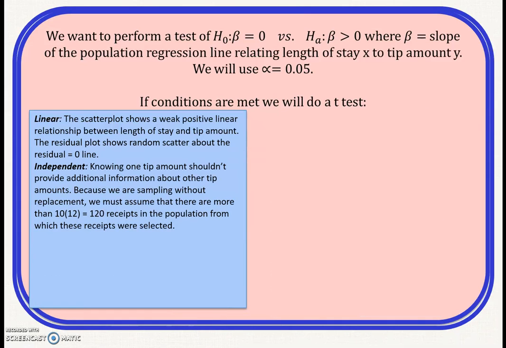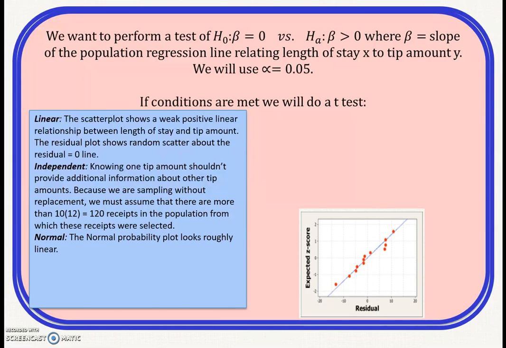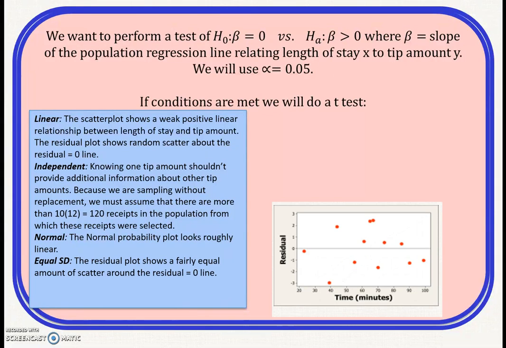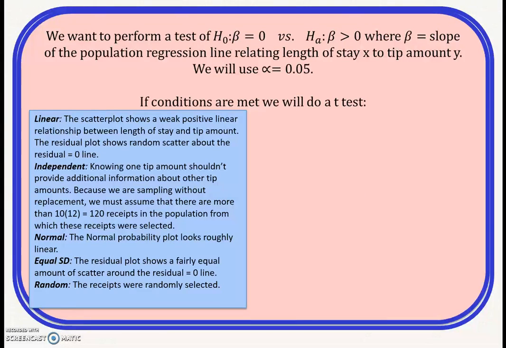Next, knowing one tip amount shouldn't provide additional information about any other tips. You also need to check the 10% rule. Okay, normal. The normal probability plot looks roughly linear. Again, good to go. Equal standard deviations: the residual plot is fairly equal scatter above and below the line. And then finally, the receipts were randomly selected.